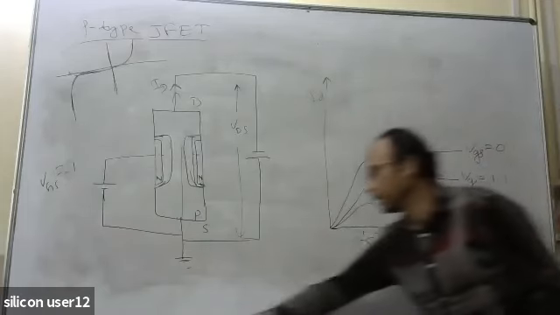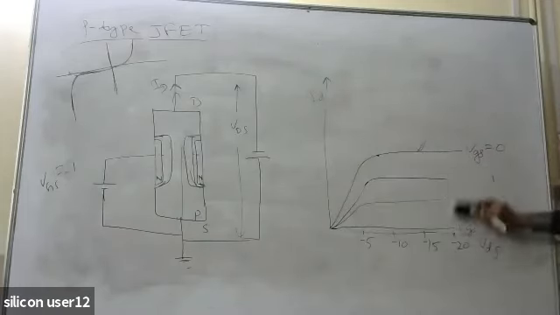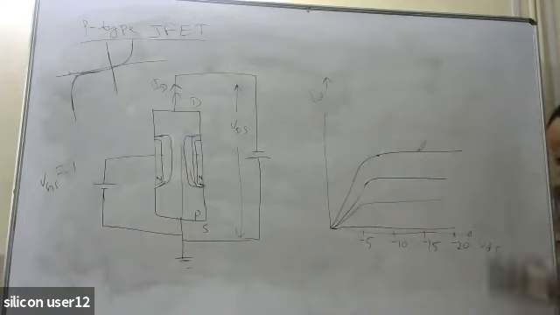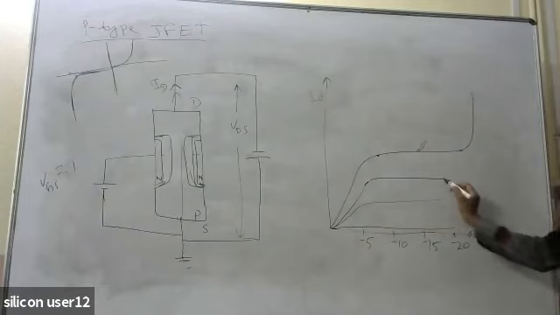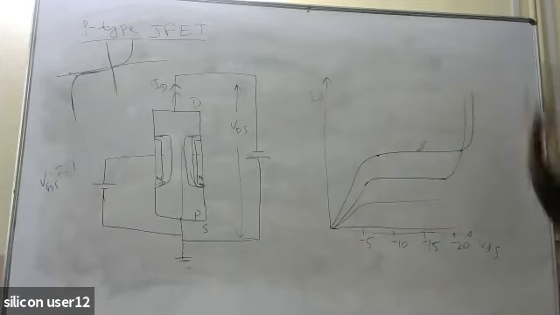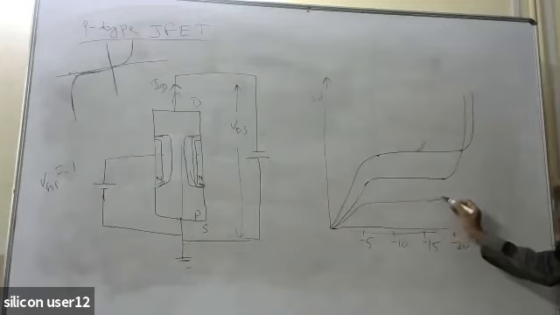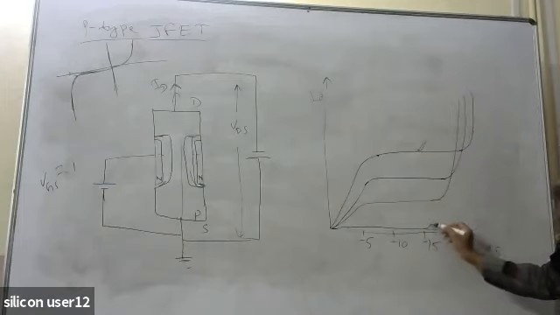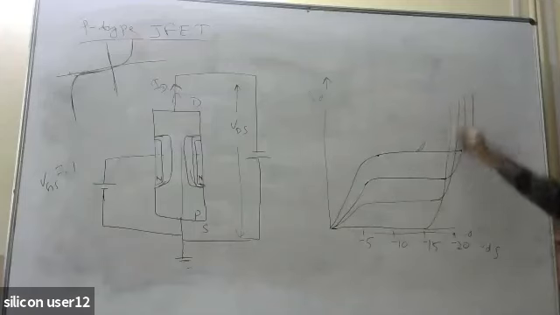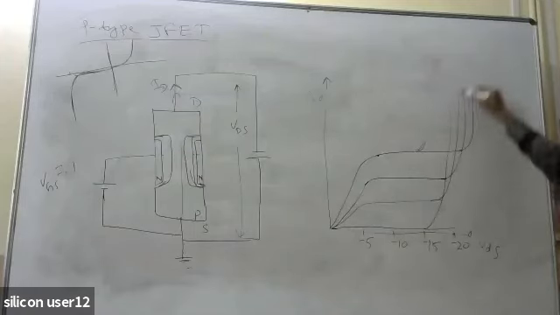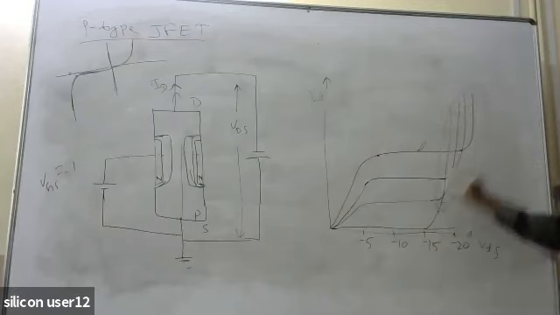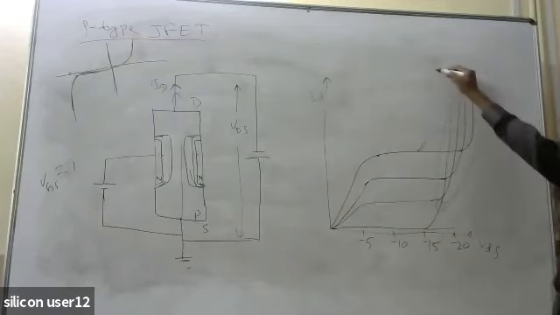So basically it will be like this. At a particular point it will be increasing. Similarly here. Okay, so this is your breakdown region. This is called the breakdown. So here it is breakdown.